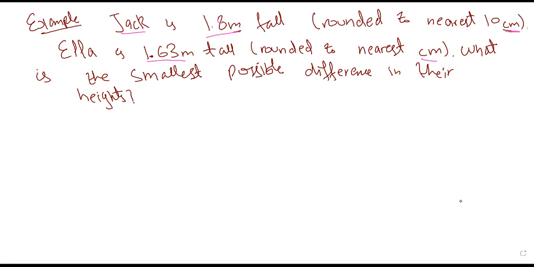Now, let's talk about the solution. Okay, let's keep one thing at a time. Let's talk about Jack. This is for Jack. We need to find the error, but we cannot find the error directly. We have been told that it is rounded to the nearest 10 centimeters. So the error is plus minus whatever it is rounded to divided by 2. This is in meters, this is in centimeters. We need to do one thing. Either convert these meters to centimeters or convert these centimeters to meters.